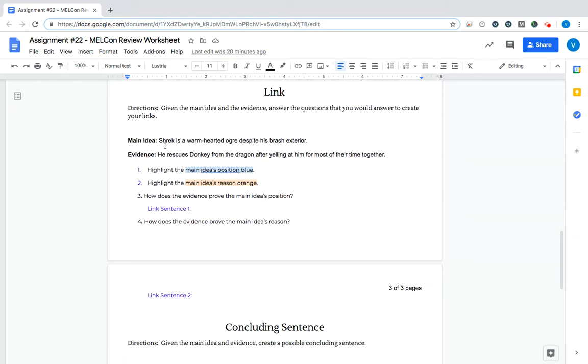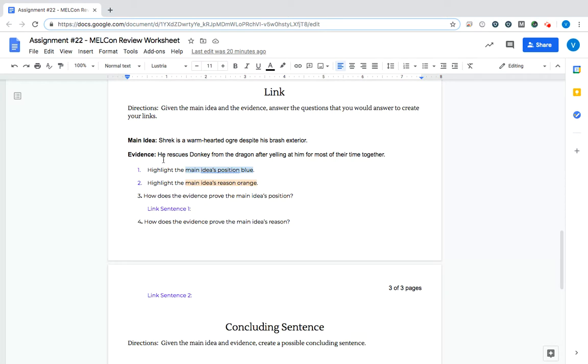Link. Given the main idea and the evidence, answer the questions that you would answer to create your links. So you have a main idea sentence, you have evidence already. You're going to highlight the main idea's position in blue first. So you're going to look up here and you're going to highlight the position blue, similar to what we did in the main idea section to begin with. Then you're going to look at the main idea again, and you're going to highlight the reason orange. So remember, the position and the reason are the two things at the end. So those are something we're going to be looking at. Highlight the position and the reason blue and orange.